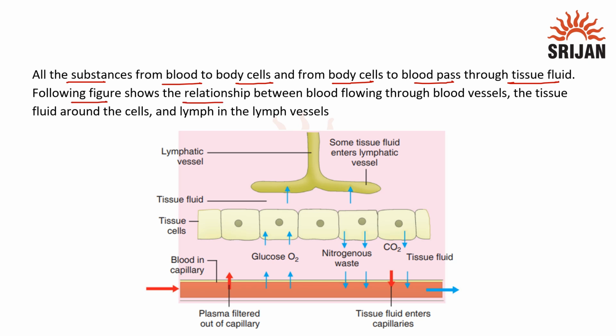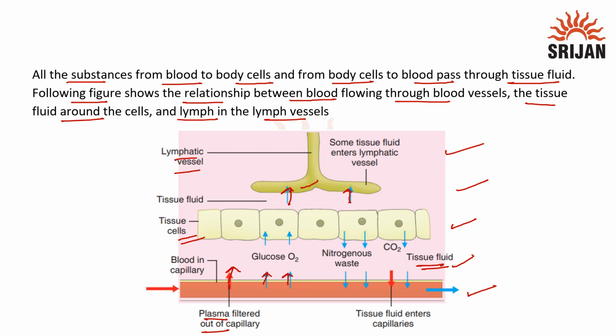Following figure shows the relationship between blood flowing through blood vessels, the tissue fluid around the cells, and the lymph in the lymph vessels. So this is the blood capillary. Here we have the tissue fluid. This is the tissue and this is lymphatic vessel. So we can observe that plasma is filtering out of the capillary and some amount of glucose is also filtering out of the blood capillary. Here we can see that it is going to form tissue fluid and this is the tissue cell. Now some amount of this tissue fluid is entering the lymphatic vessel and it is going to form lymph.